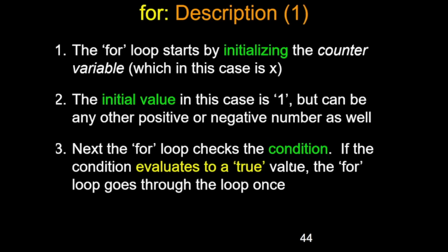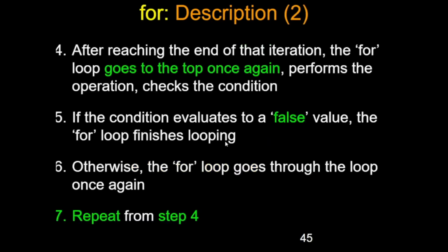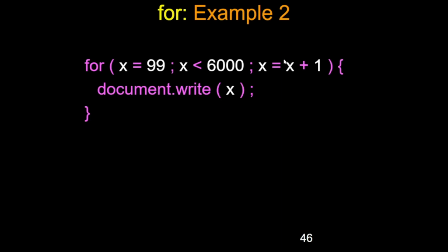Here is the second example. In the previous example, I was starting x from 1. Now I want to start x from 99. So I'm starting from 99, and my loop will execute until x is less than 6,000, and each time I want to increment x by 1. Starting with x equal to 99, it will print the value of x, which is 99, in the output console.